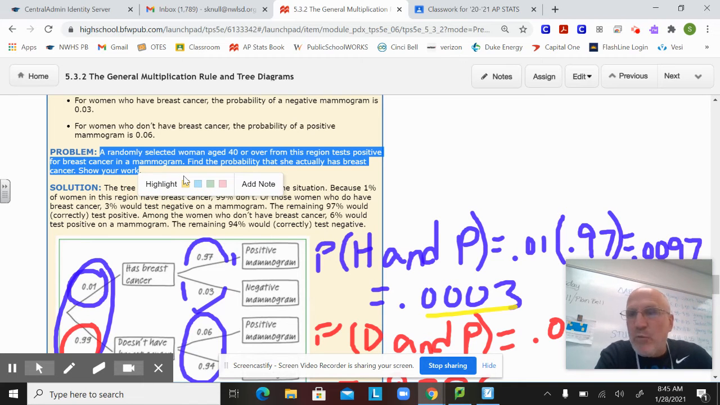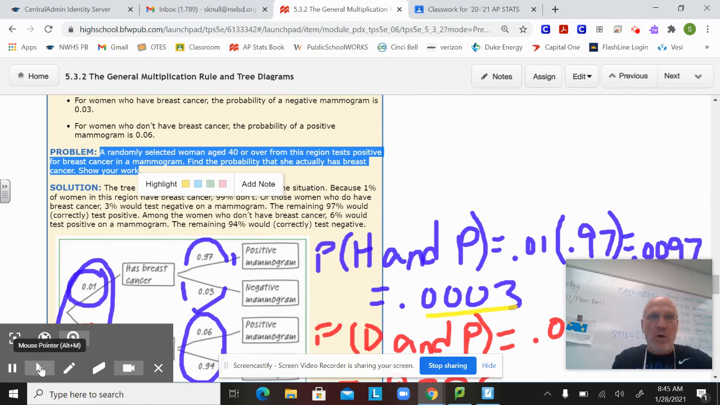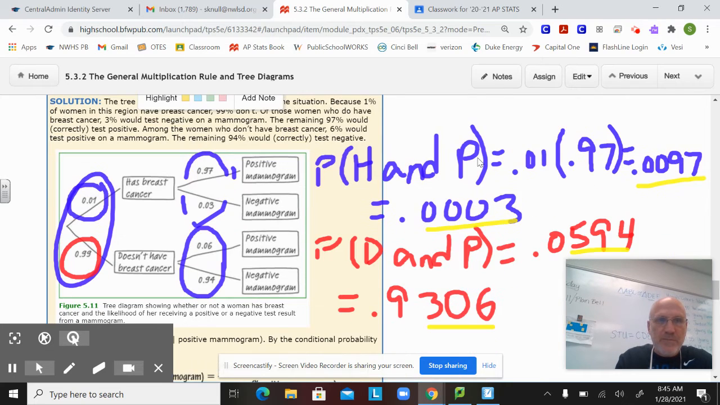So let's be real clear what that is asking. We know that she tests positive. It wants to know the probability that she has it, given the fact that she tests positive. Make sure that I said that correctly. I'm looking for the probability of has breast cancer, given that she tests positive. That's what that asks. So let's see what it does down here.